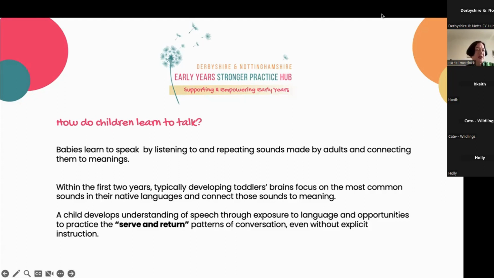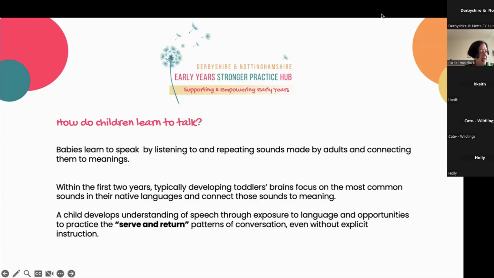It's within the first 2 years of life that development is really, really rapid. Typically developing toddlers' brains are focusing on connecting those sounds that they're hearing all around them to words and developing a meaning for them. Babies learn to talk by listening to and repeating the sounds made by adults. At this point, really young children don't consciously distinguish individual sound units or phonemes when they're hearing spoken language. And there's research that says slightly different things around how children learn language.